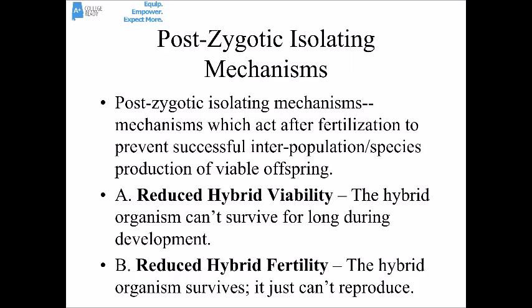And then there's also postzygotic isolating mechanisms. These are mechanisms which act after fertilization, but they prevent successful interpopulation or interspecies production of viable offspring. Maybe the most famous one of these is reduced hybrid viability. So even though these two species can mate, they can form a zygote, they can form an offspring, it just lacks the ability to live. It has reduced survival ability.